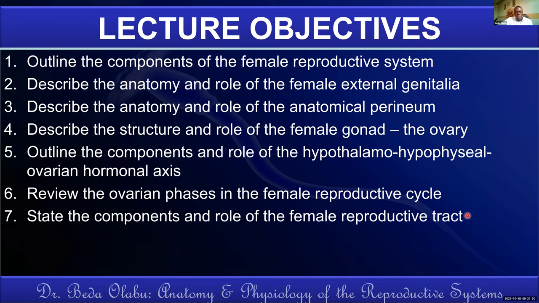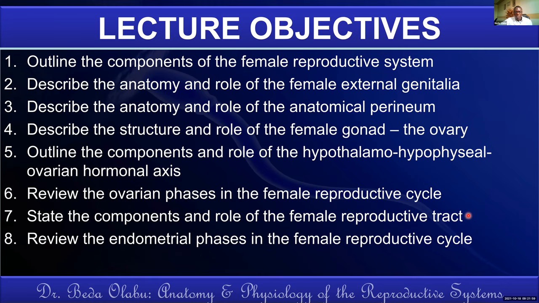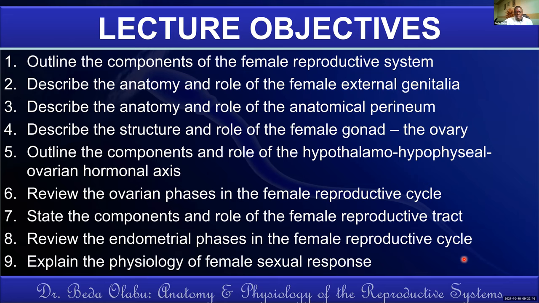We'll then look at the female reproductive tract. We look at the organs that form the tract and we describe them. One of them is the uterus. And at that point, then we'll also talk about the endometrial phases. These are the changes which occur in the uterus during a particular physiological cycle in a woman. And we'll finish with the physiology of female sexual response.